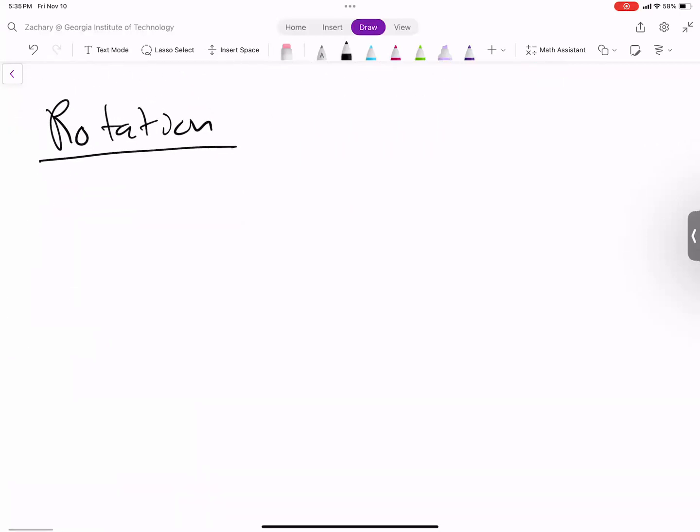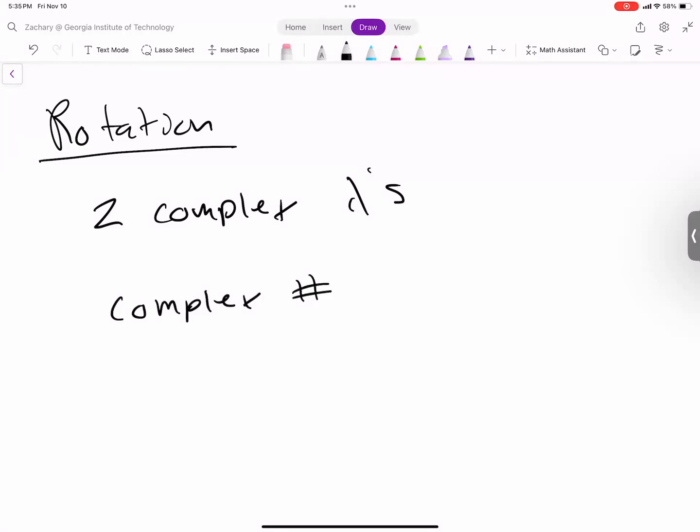All right, last one is rotations. So a rotation will always, always, always have 2 complex lambdas. Okay? Why? Well, what is a complex number? For somebody who I haven't already talked to about this. What does a complex number mean? Okay, real plus an imaginary.